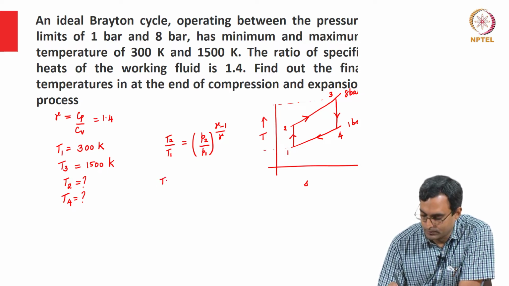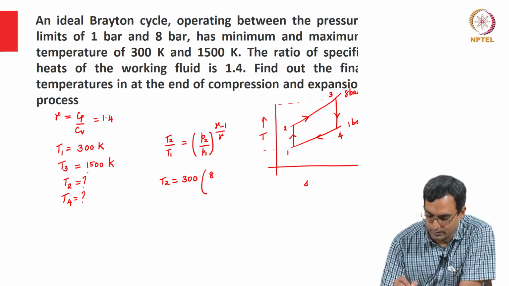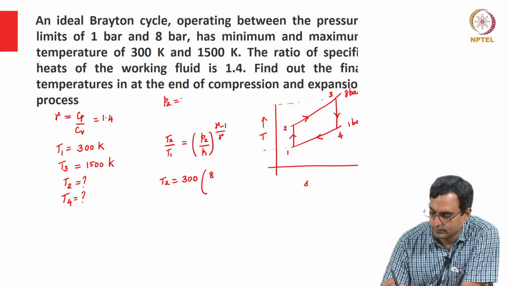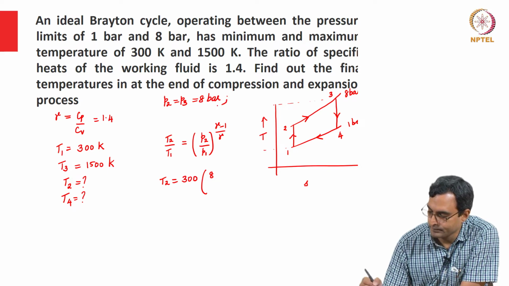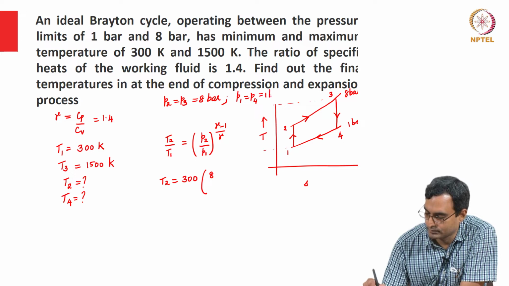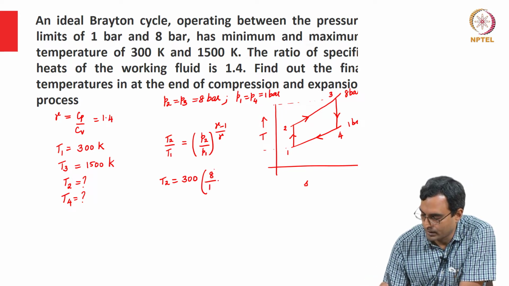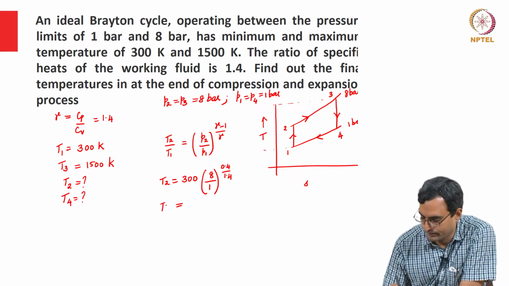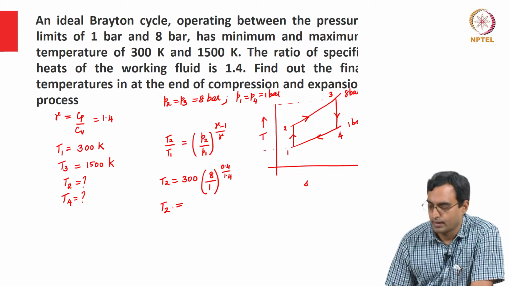So T2 is T1, which is 300, into P2 by P1, which is P2 equal to P3 equal to 8 bar. P1 is P4 is equal to 1 bar. So this is 8 by 1 to the power 0.4 by 1.4. So I can find this out. I am also asked to find out T4.